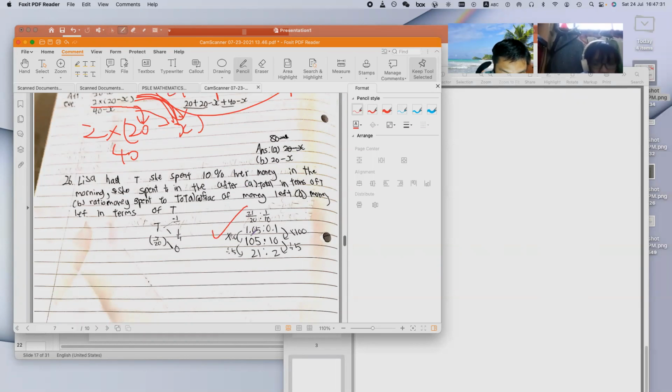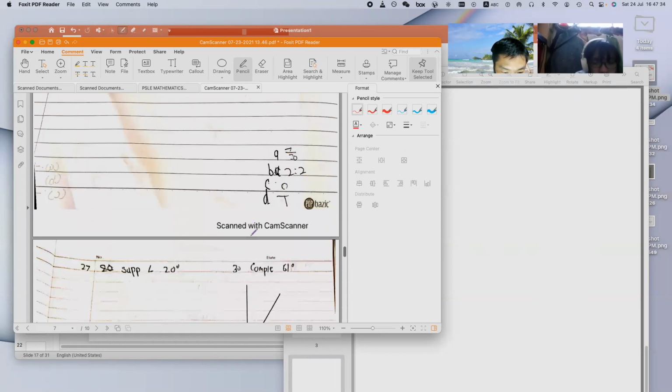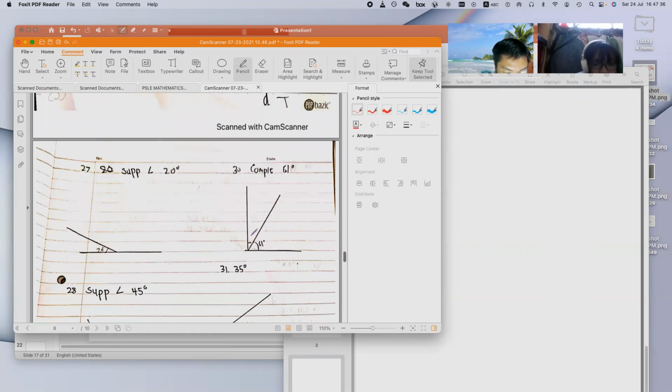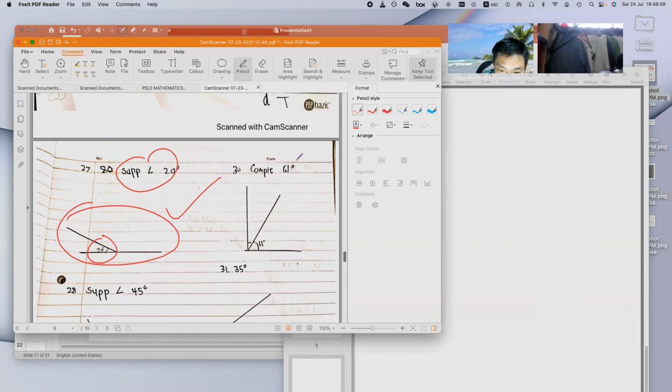This one should be good. Supplementary 20. Supplementary 180. Okay, good. From here, I cannot measure your angle. You measure, I also cannot see whether you measure correctly, right? So never mind. I think okay. So the angle is whether it's 20 or not. Okay, it's okay. But supplementary, correct. Complementary 90, correct.